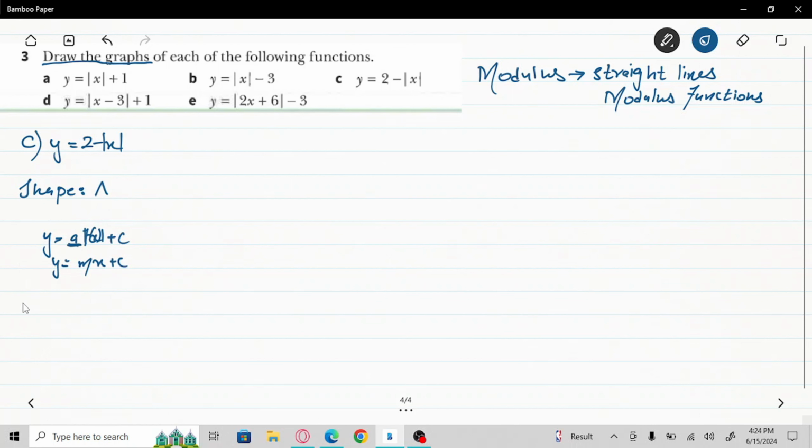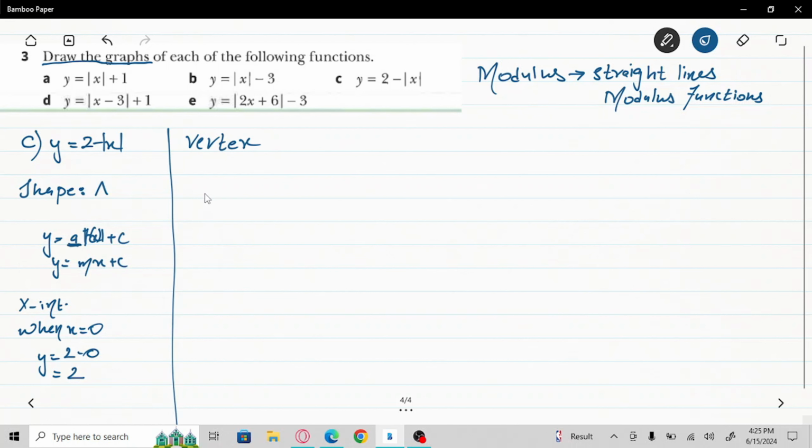Okay, and then what we have is the y-intercept. The y-intercept is when x equals 0. So when x equals 0, y equals 2 minus 0, which in return equals 2. That's the y-intercept. And then we have to find the vertex. What's the vertex? The vertex is, if we take the function of x and assign the value to be 0, and what's the plus c? It's jumbled up, but this can also be written as y equals negative |x| plus 2. So we can say that this plus c is equal to plus 2. So y equals positive 2.